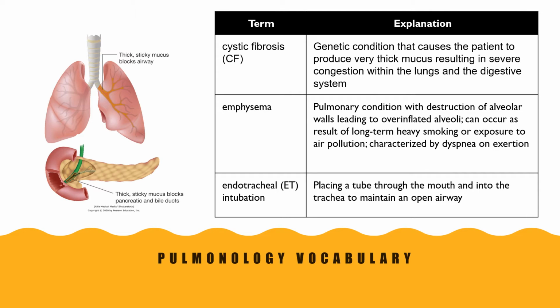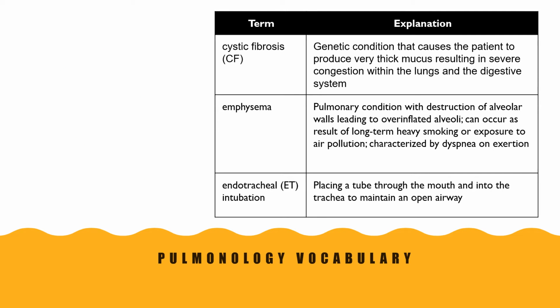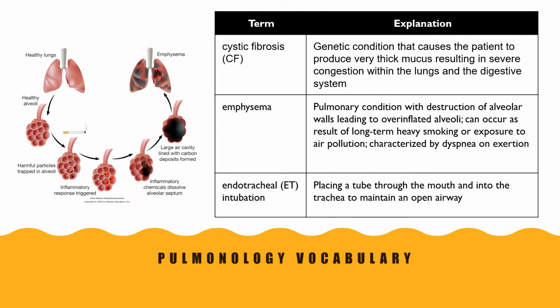Cystic fibrosis is a genetic condition that causes patients to produce very thick mucus, resulting in severe congestion in the lungs and the digestive system. Emphysema is a pulmonary condition with destruction of alveolar walls that leads to overinflated alveoli, and this can occur because of long-term heavy smoking or exposure to air pollution, characterized by dyspnea on exertion.